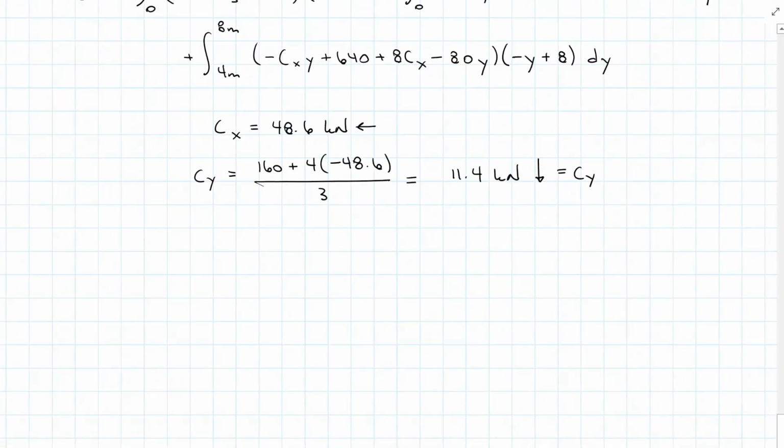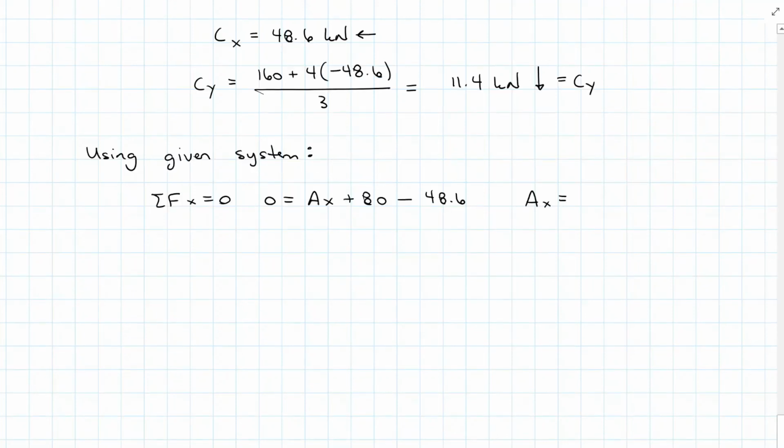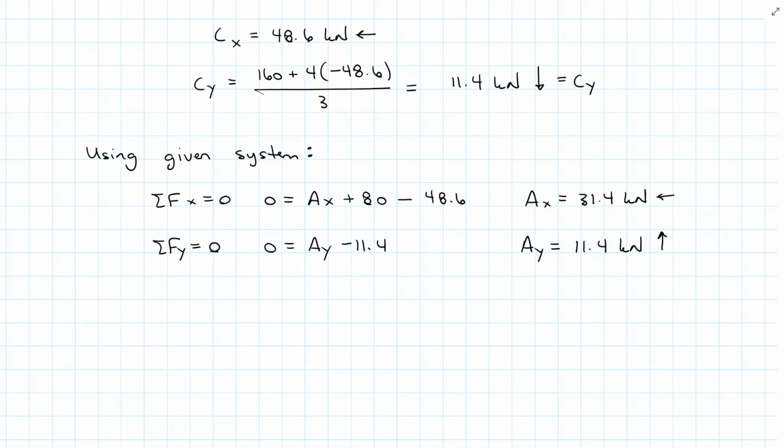Next, I can use my given system to solve for Ax and Ay. And I find that Ax is 31.4 kilonewtons. It also is negative, which means it is acting to the left. Summing forces in the y direction, I get a positive Ay, which means it's the only one of my assumed directions that ended up positive. It's acting up at 11.43 kilonewtons.